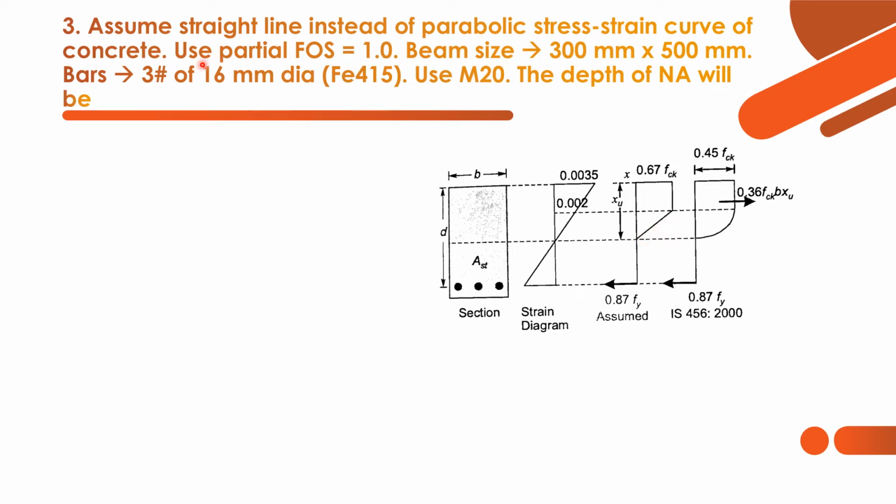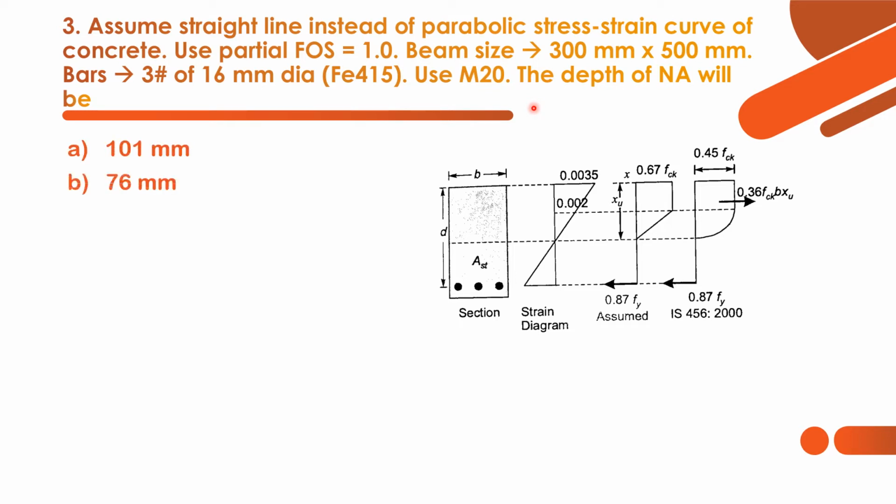They have given some particulars about the beam. Use partial safety factor as 1. The beam size is given as 300 mm cross 500 mm. The reinforcement bars are 3 numbers of 16 mm diameter of grade Fe415, and the concrete grade is M20. Our job is to find the depth of neutral axis.